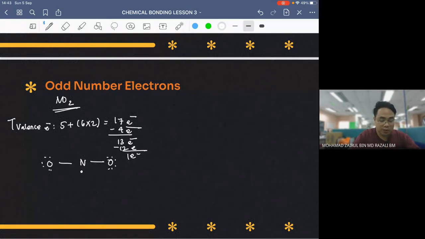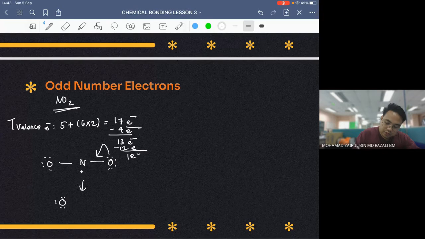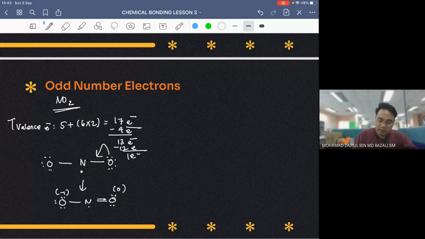So kalau awak kira formal charge, the formal charge is still not stable. So nak stable kan, kita akan form satu bond. So the most stable structure for NO2 is this one. And then kalau awak calculate dia punya formal charge untuk oksigen ini, adalah 6 minus, this one is minus 1, this one is 0, this one is 1 plus 3, 4, this one is positive 1. Okay, this one is positive 1.